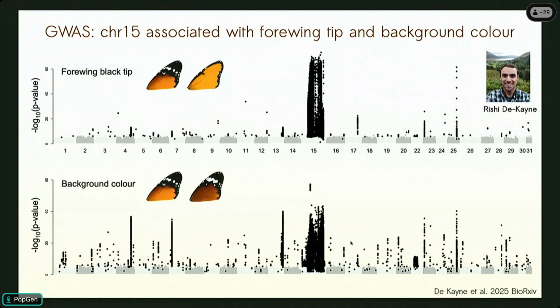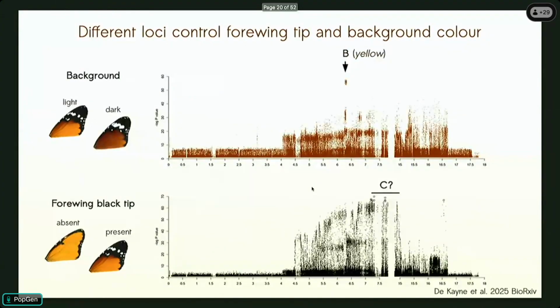There's a really nice peak here on chromosome 15, which I'll zoom in on in a second. In fact, here it is. So at the top there is that sharp peak at the one point on chromosome 15 for the background color phenotype. And at that locus is the gene yellow, which is a part of the melanin synthesis pathway in insects. So that makes sense.